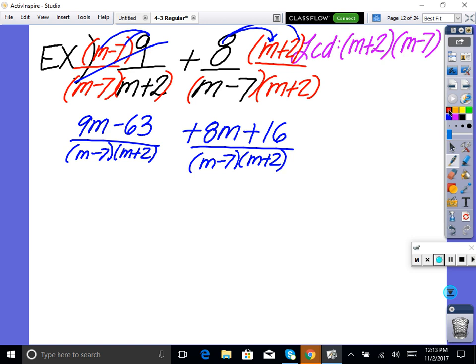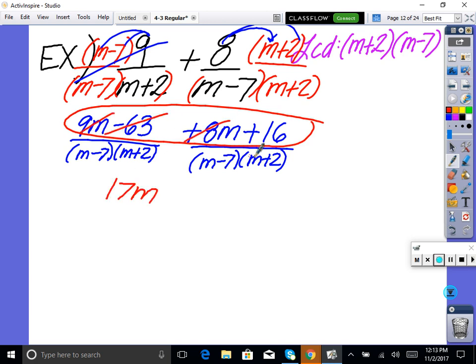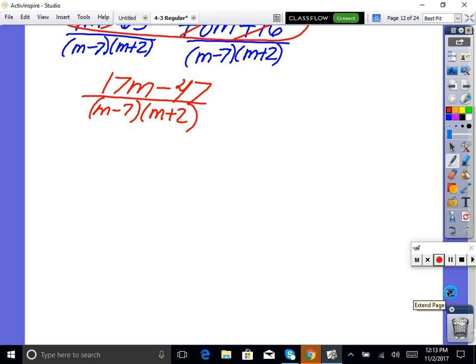Okay, combine your numerators. Combine like terms. Here we go. 9n plus 8n is 17n. Negative 63 plus 16 is negative 47. And that was all over n minus 7 times n plus 2. Now, this is the part where it would be appropriate to factor and divide out exact factors. But look, our numerator does not have anything in common. 47 doesn't divide by 17. So that's our simplified answer. Nothing did divide out. All good?